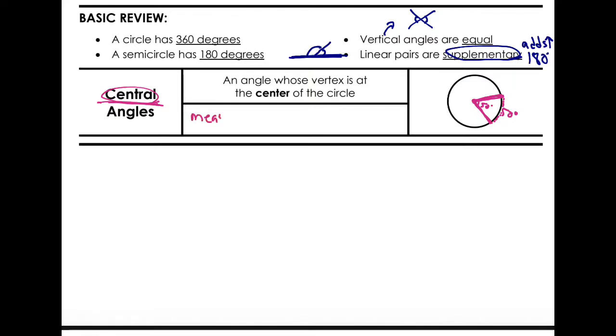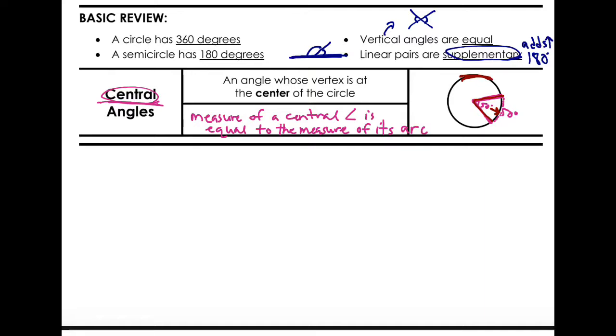So the measure of a central angle is equal to the measure of its arc. Now, its arc is also referred to as the intercepted arc, but it's important to know that when I say its arc, I mean the arc that the angle itself opens up to. It's not talking about an arc over here. That is not the arc for that angle.